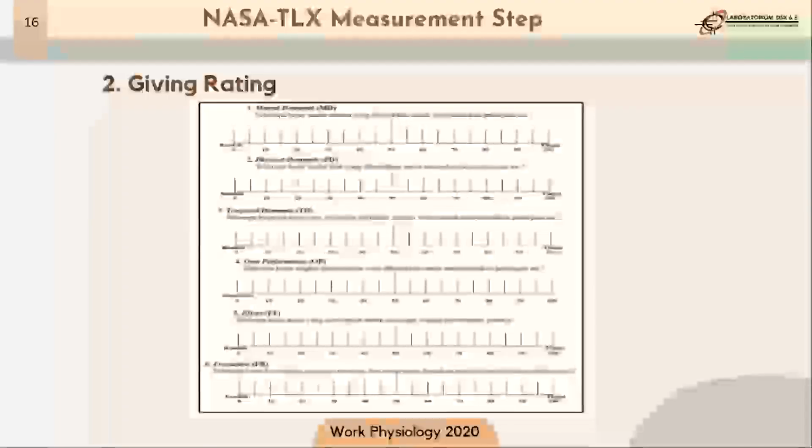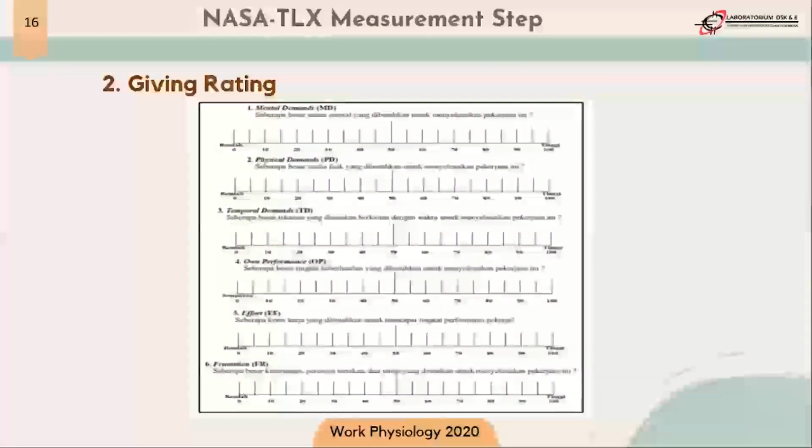Okay, the second step is giving the rating on each dimension. In the rating process, respondents are asked to give a rating to each dimension of mental load. The rating given is subjective, depending on the mental load felt by the respondent. Then after you get the rating for each dimension, you can ask the operator the cause of giving that rating value. This is very helpful for the analysis process.